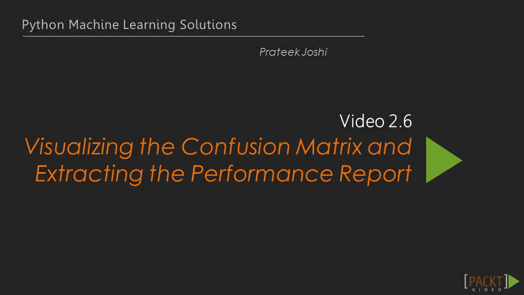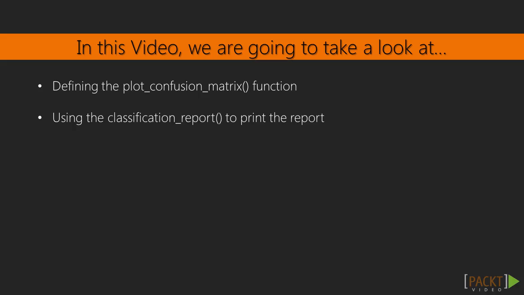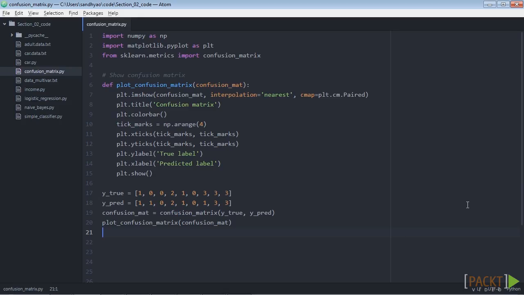In the previous video, we used cross-validation to evaluate the accuracy of our dataset. In this video, we're going to take a look at visualizing the confusion matrix and then extracting the performance result. A confusion matrix is a table that we use to understand the performance of a classification model. This helps us understand how we classify testing data into different classes.